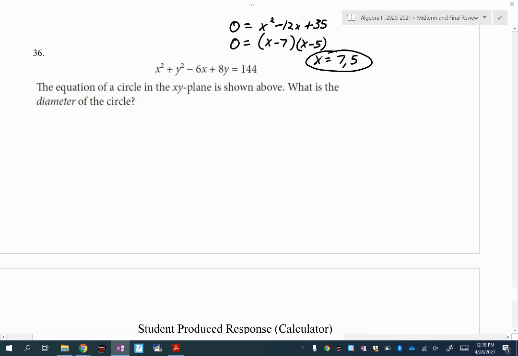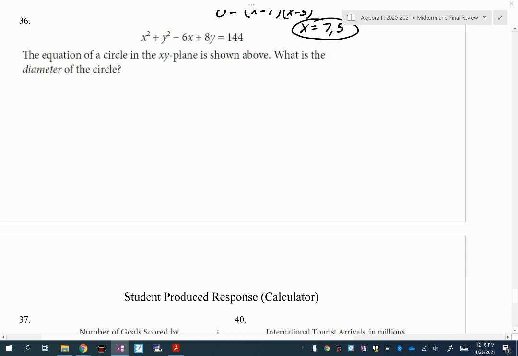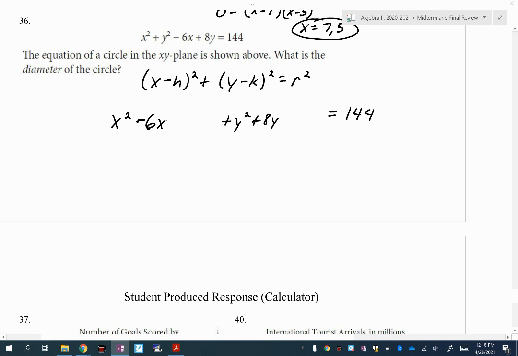Okay, this is what I talked about with the circle, right? We have the equation of a circle as shown above. What is the diameter of the circle? So I need to make this equation essentially look like that formula that I showed for you before about a circle, okay? Now the way I'm going to do this is I'm going to group the pieces together with x and y, so y squared plus 8y, and then I'm going to complete the square for both of these. If you forgot how to complete the square, that means add b over 2 squared, right, to both sides.